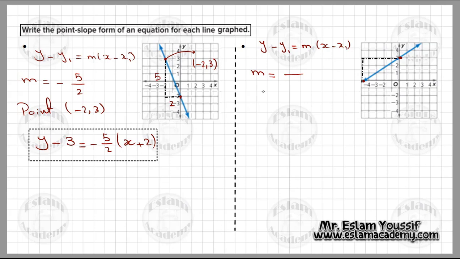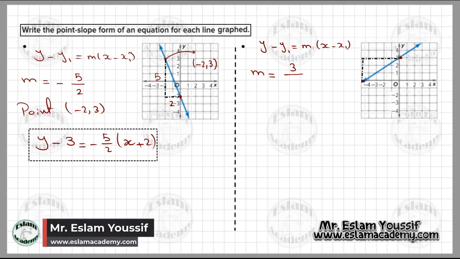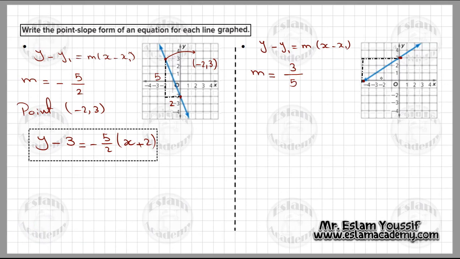Now the slope is defined by rise over run. For the rise, we are going 3 units up, and for the run, we are going 5 units to the right. So the slope will be equal to 3 over 5. We can choose any point belonging to the line. Suppose that I choose this point, which is defined by 0 and 3. Now we have a point equal to 0 and 3.